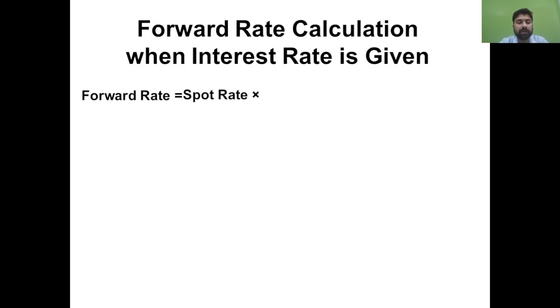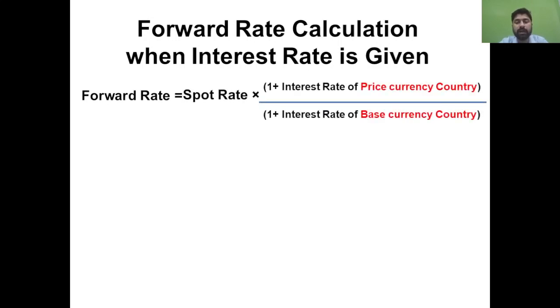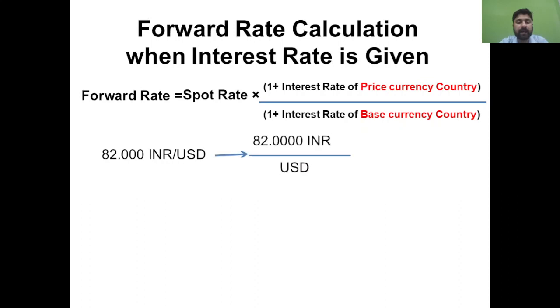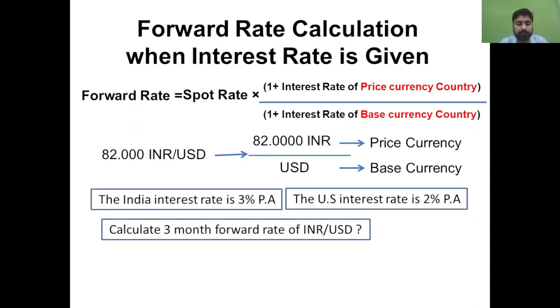The formula would be: forward rate is equal to spot rate into 1 plus interest rate of the price currency country divided by 1 plus interest rate of the base currency country. Suppose this is the spot rate today, that means 82.0000 INR for 1 USD is the present spot rate. We can write this in this pattern, 82.0000 INR/USD. Here the price currency is Indian rupees and the base currency is USD. Suppose we need to find out the actual rate of this currency pair after 3 months. That is what we are looking for, the forward rate of this pair after 3 months.